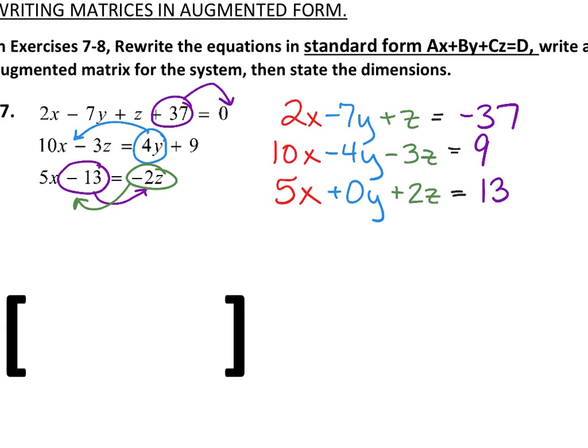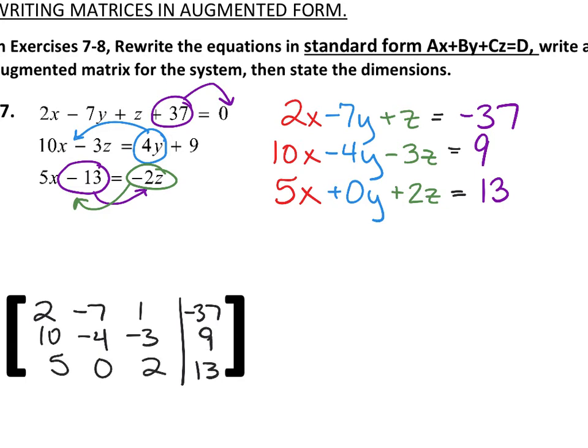Oh my goodness. Okay, so they gave us the system out of order. They were not in standard form. Really not in standard form. They're on the wrong side and everything. We've fixed it. Can we write the matrix now? Yeah, my matrix would be 2, negative 7, 1, and negative 37. 10, negative 4, negative 3, and 9. 5, 0, 2, and 13.